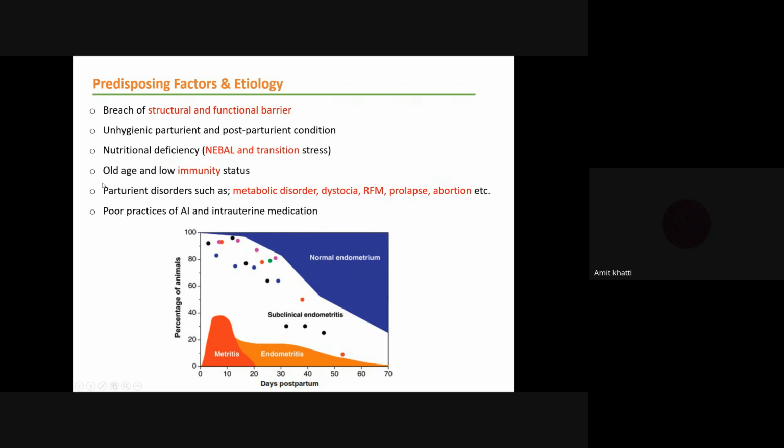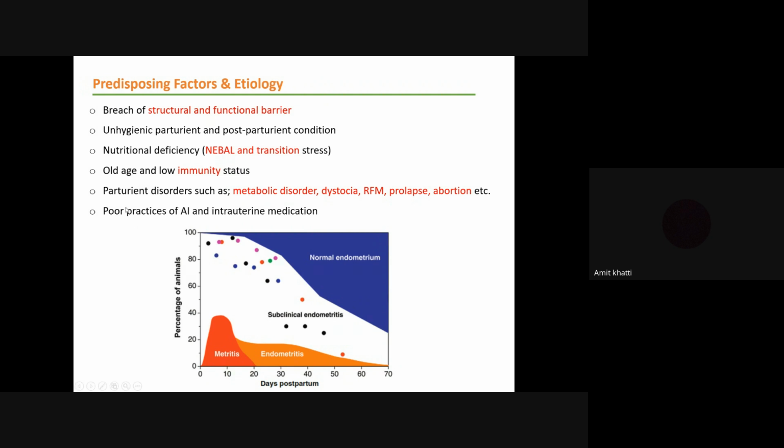Okay, and further, due to all these conditions, if the animal suffers from any kind of metabolic disorder like calcium, phosphorus, vitamin deficiency, or milk fever, ketosis, or is exposed to any obstetrical disorder like dystocia, retention of fetal membrane, prolapse of the genital tract in the prepartum or postpartum period, or abortion, all those conditions add to the physical breach and injury of the reproductive tissues, which makes the tissues more susceptible to adherence of microbial organisms or microbial contamination.